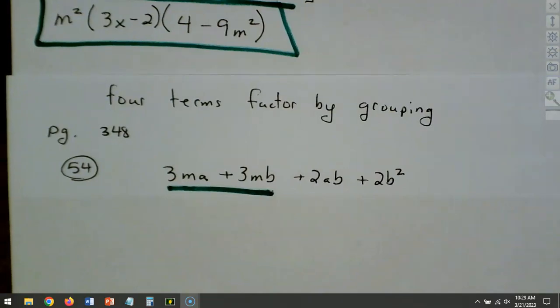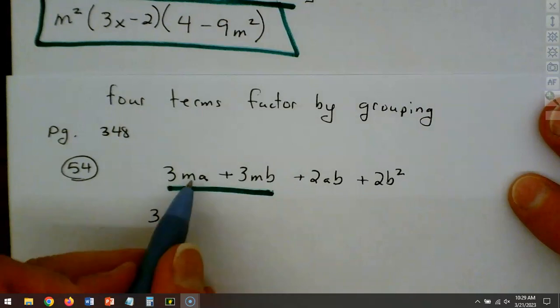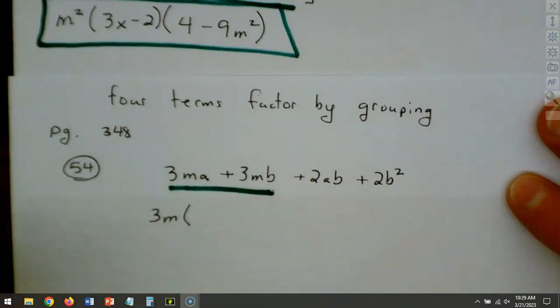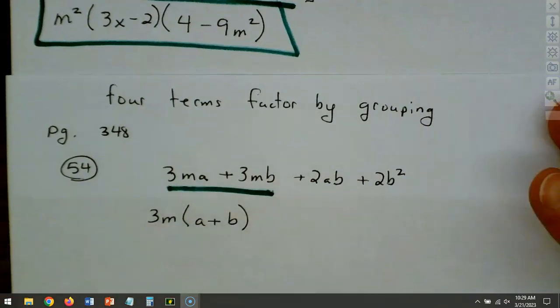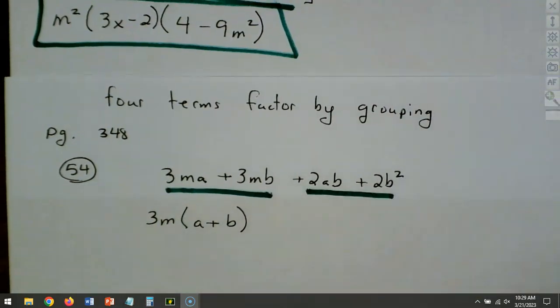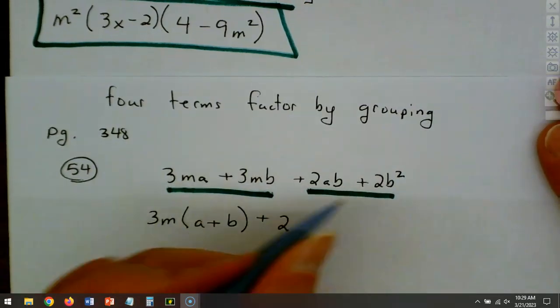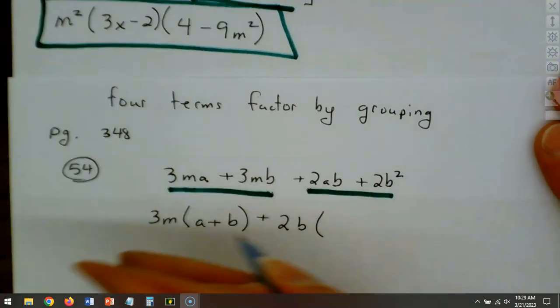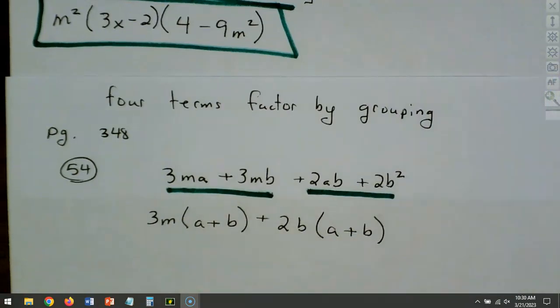So if I group the first 2 together that I've got underlined here, what do these have in common? Well, it looks like they both have a 3 in common. And they also have an m in common. So a 3 and an m comes out, and that leaves you with an a plus b. We do the next 2. And what do these have in common? Well, the next 2, they have a 2 in common and a b in common. And that leaves you then with the same a plus b, doesn't it?